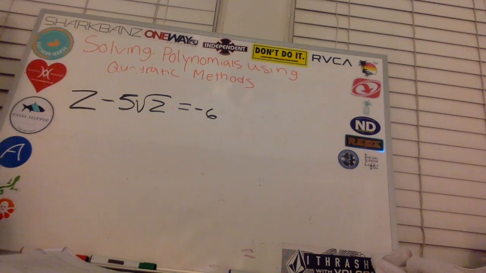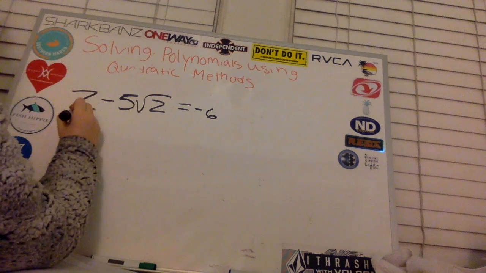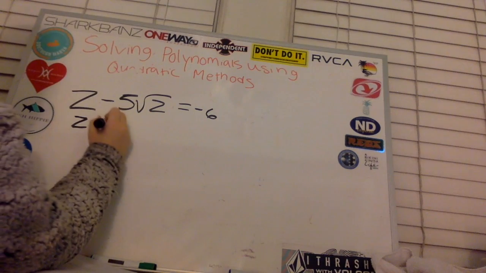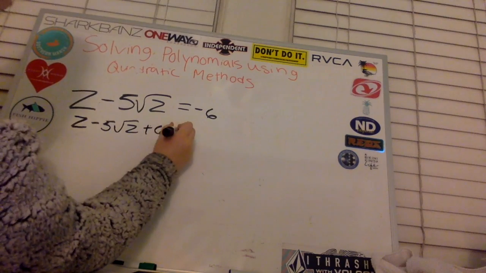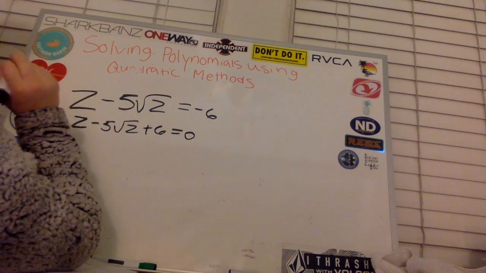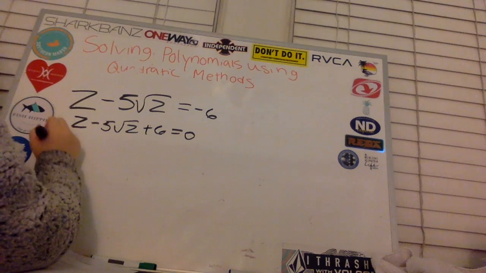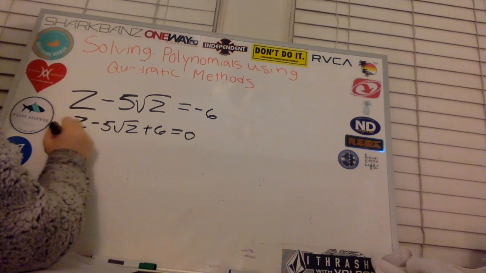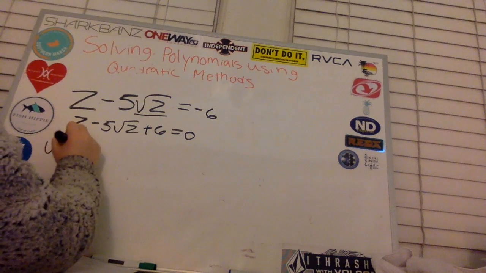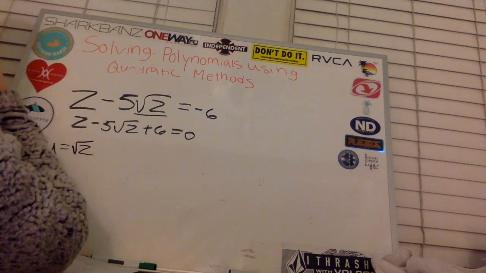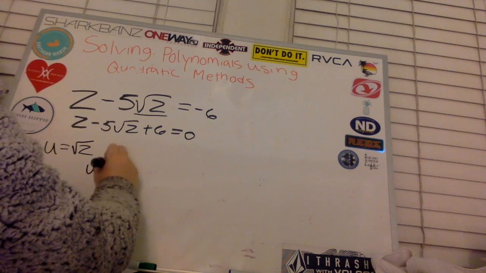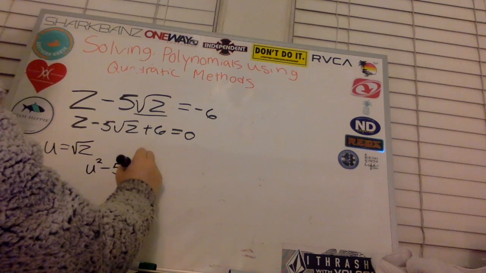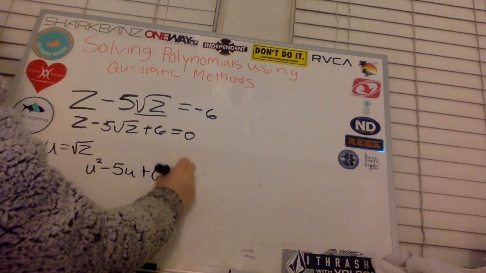Now we're going to do a problem that has a square root in it. So first, we just have to get this equal to 0, so z minus 5 square root of z plus 6 equals 0. Now we have to define our u for this one. So u equals, right here, square root of z. Now, u squared minus 5u plus 6 equals 0.